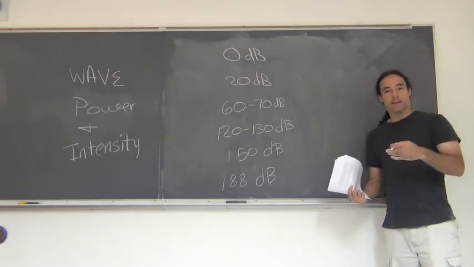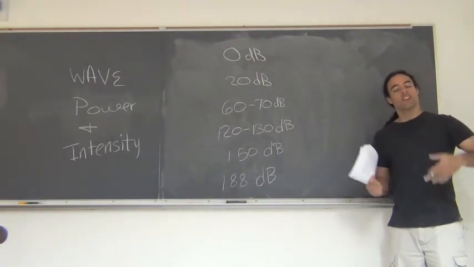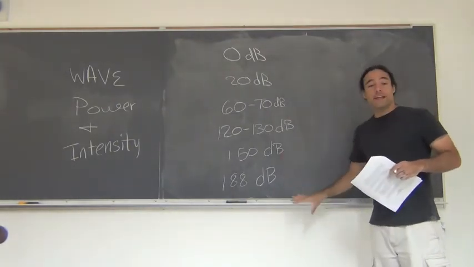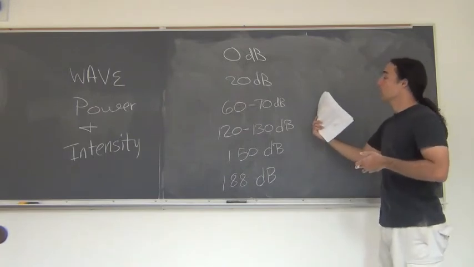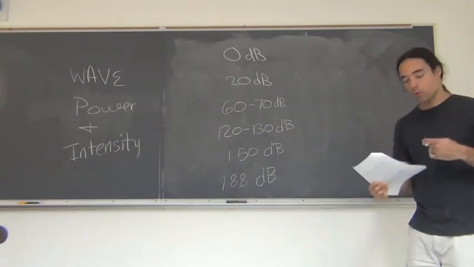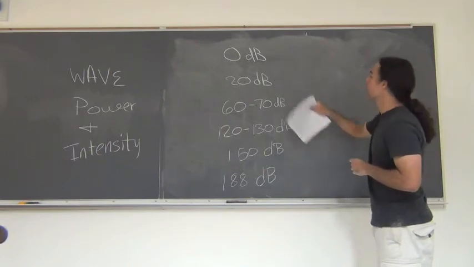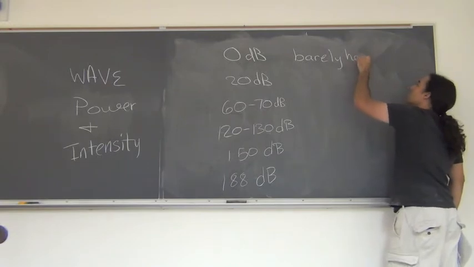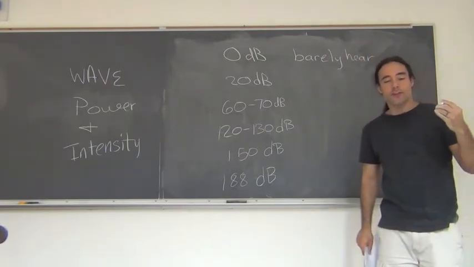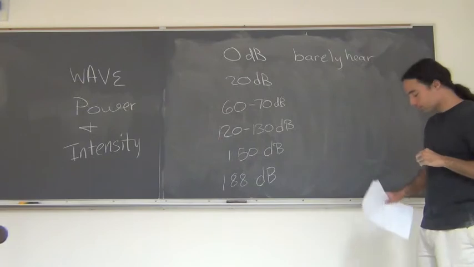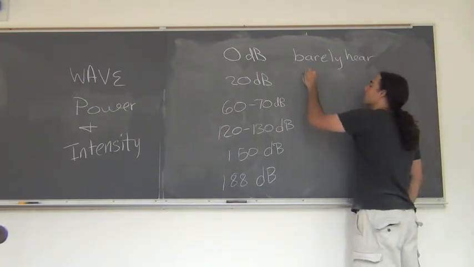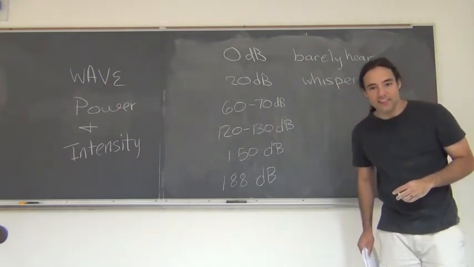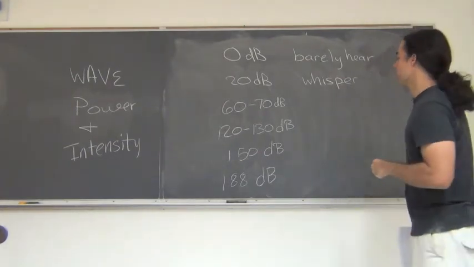So to give you a rough idea of how the decibel scale works, it's helpful to consider some examples. We're going to go from 0 to 188 decibels. What do these sound levels, sound intensities correspond to? 0 decibels. We can barely hear that. The softest thing you can hear, that's 0 decibels. 20 decibels. That's about the volume of a whisper. So if I'm whispering to you like this, that's about 20 decibels.